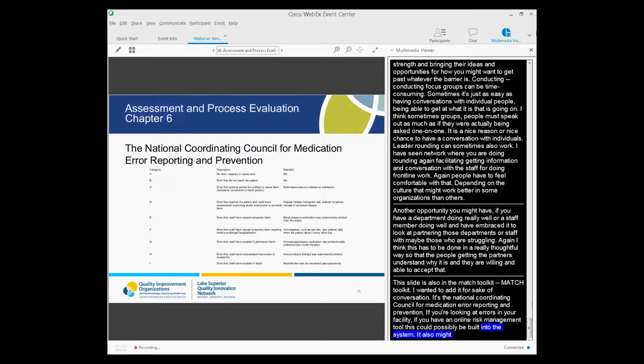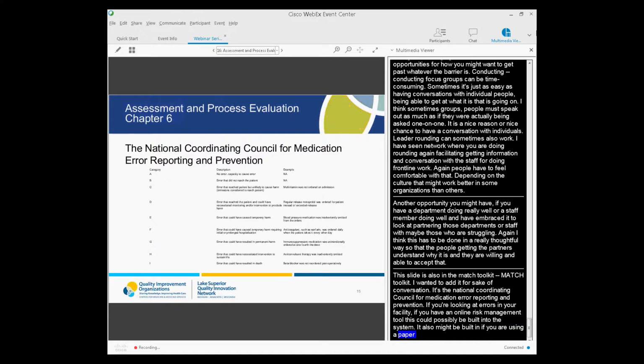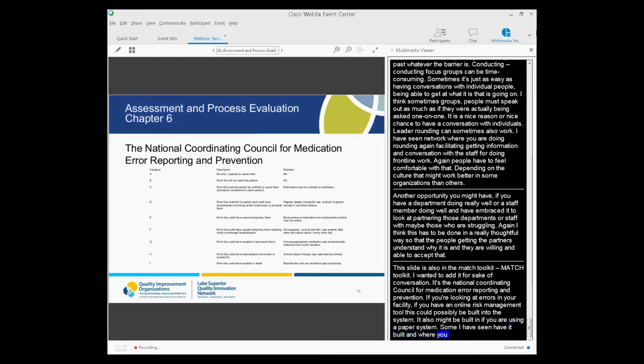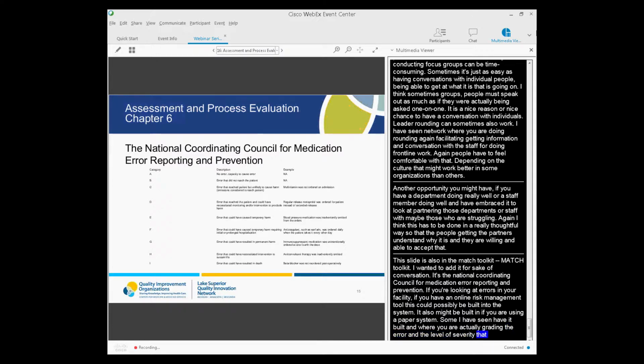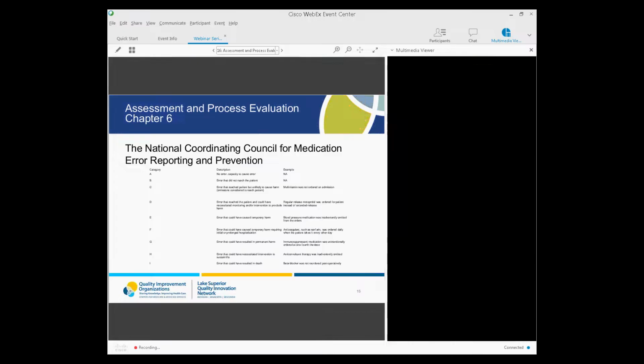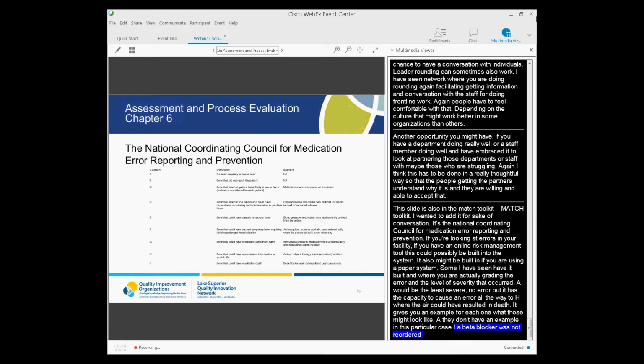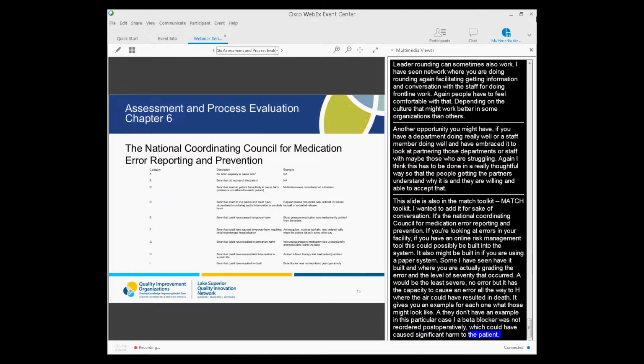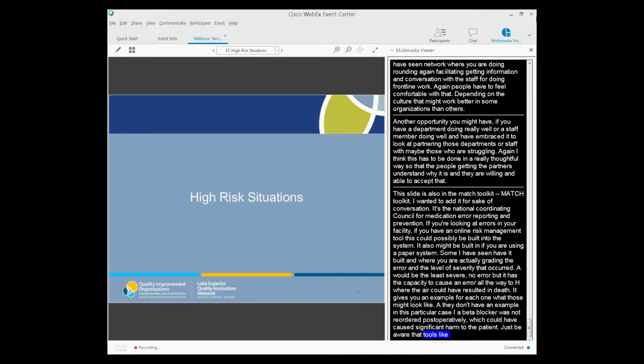Some I have seen have it built in where you're actually grading the error on the level of severity that occurred. So A would be the least severe, that there was no error, but it had the capacity to cause an error, all the way to I, where the error could have resulted in death. And it gives you an example for each one of what those might look like. So, A, they don't have an example in this particular case. H is that a beta blocker wasn't reordered post-operatively, which could have caused significant harm to the patient. So just be aware that tools like that are out there if you wanted to take a look at how that might be integrated into your organization.